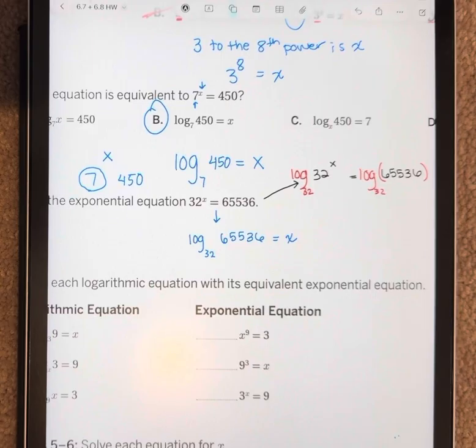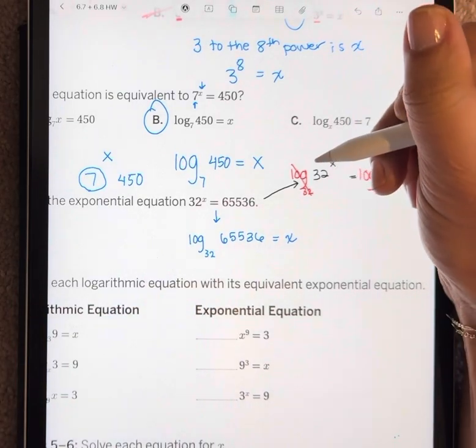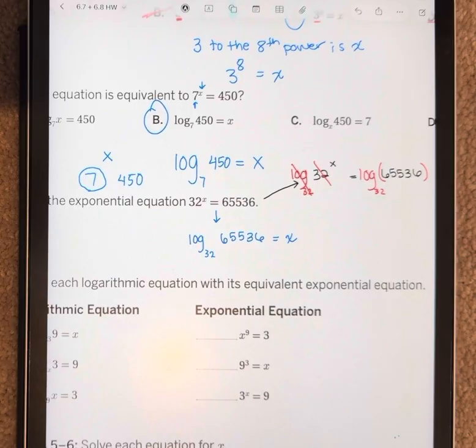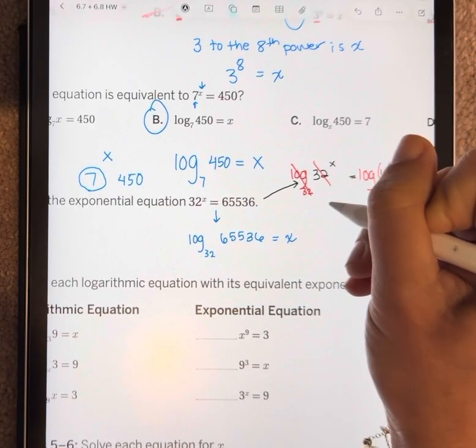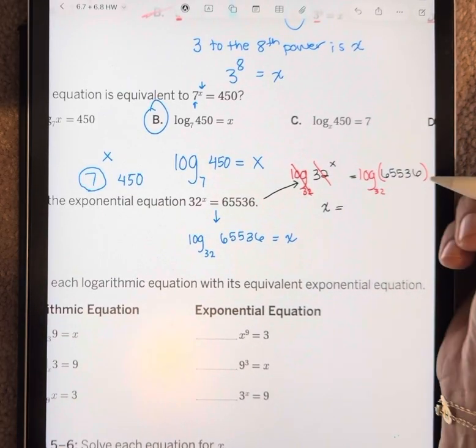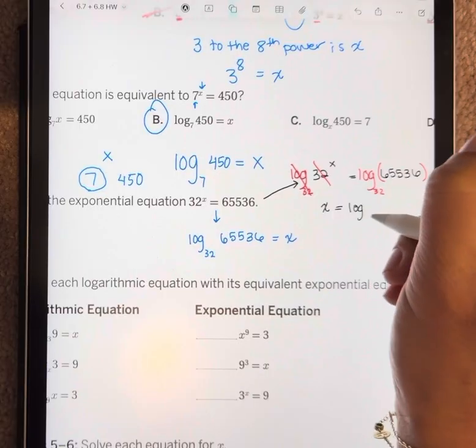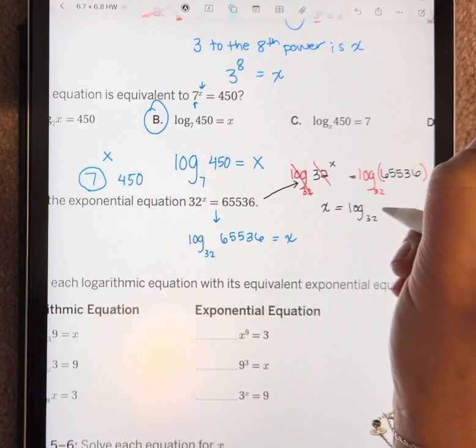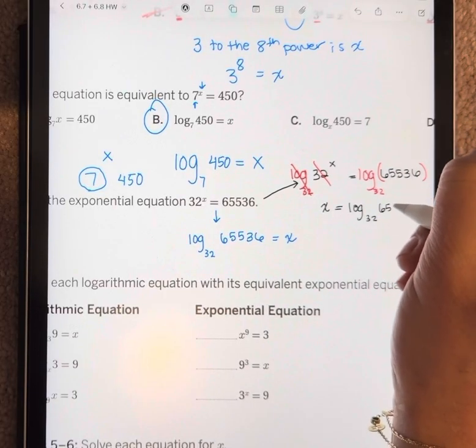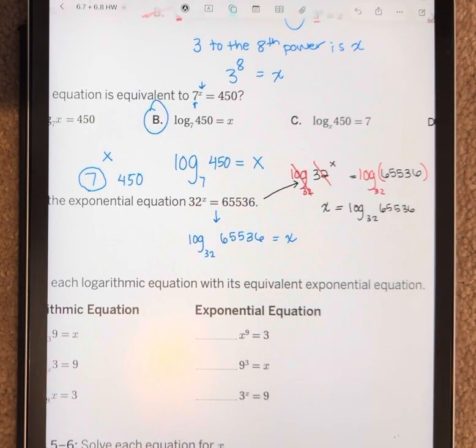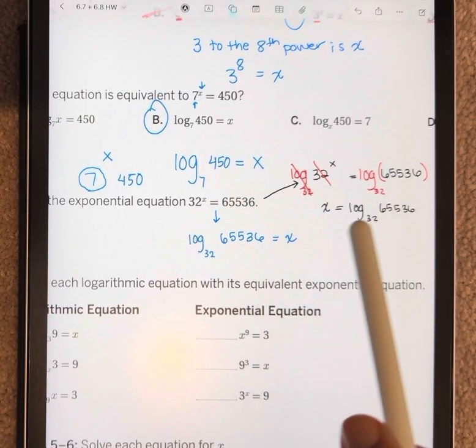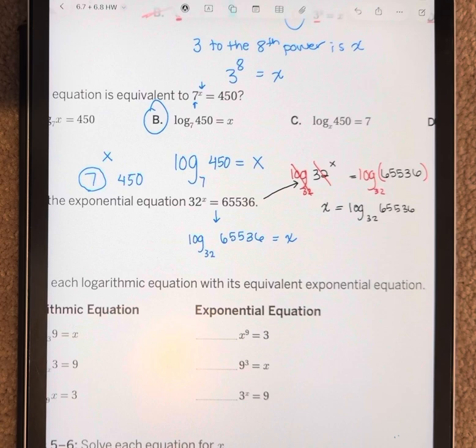So now that I've done that, the log base 32 cancels out the exponential base of 32, leaving me with just x on this side. And then on this side, I have log base 32 of 65,536. Okay? And if you see, it's the same thing.